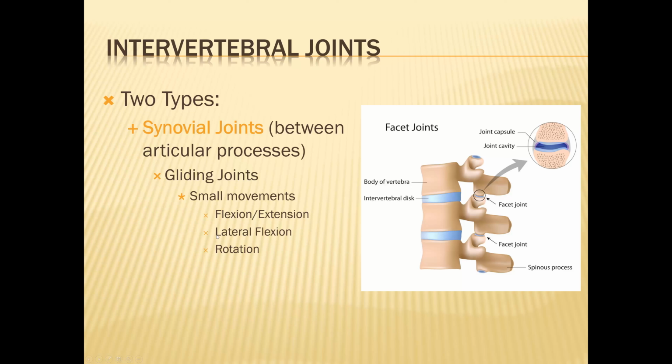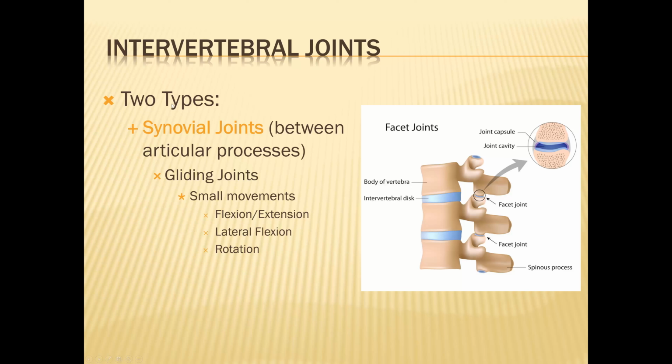It also allows lateral flexion of your vertebral column, and it allows rotation, so you can twist at your waist, and that is rotation of your spinal column as well. So these synovial joints do allow a fairly large range of movement for your vertebral column.